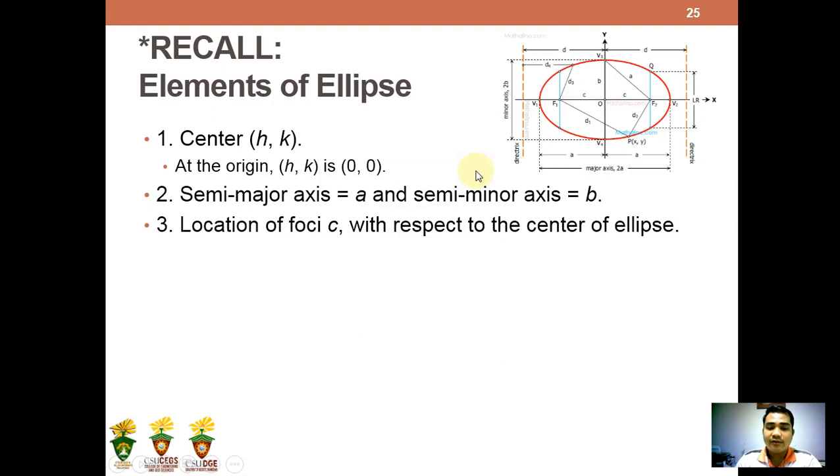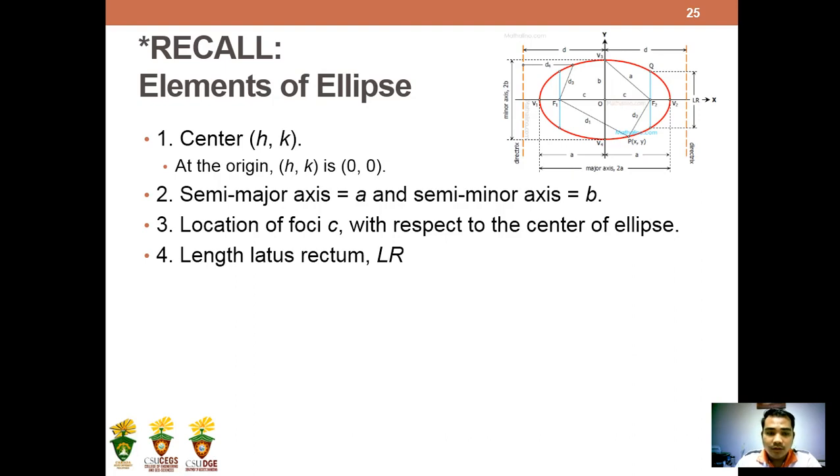Next is the location of foci C with respect to the center of an ellipse. Now, location of foci is from the origin padulong sa F2 or one of its foci. So ang distance na niya is C, or that is equal to sa atong ginaganina na A times eccentricity, or AE.